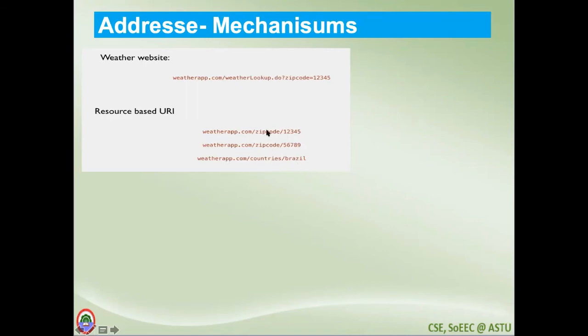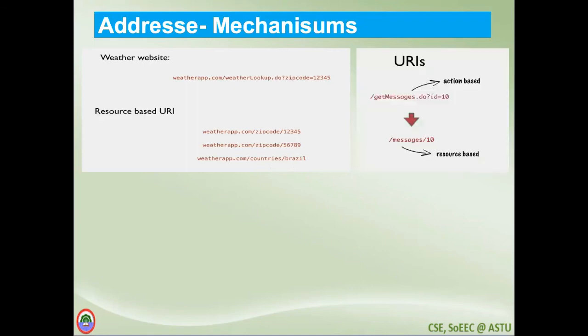Suppose you look at this: zip code and countries are nothing but a common name. It is like a table name, and 12345 refers to a particular, specific record. Countries is nothing but a table name, and Brazil is maybe a primary key value, where you want to read the weather information, where the country primary key value is equal to Brazil, something like that. So that's how you are going to do it.